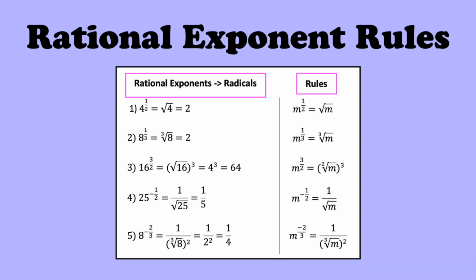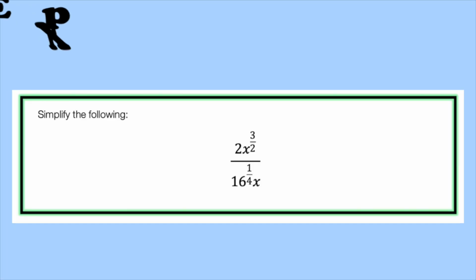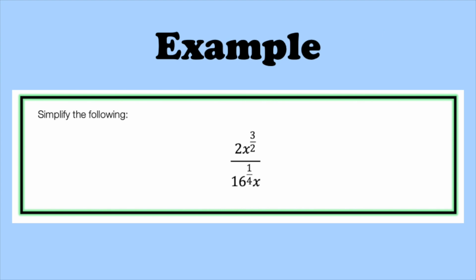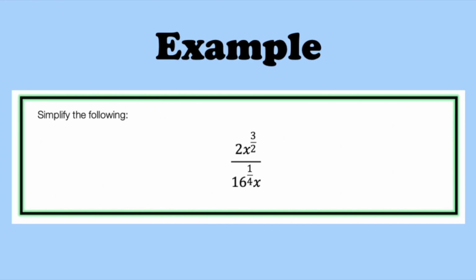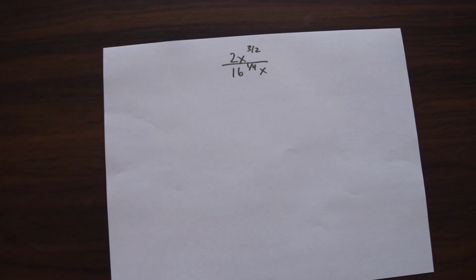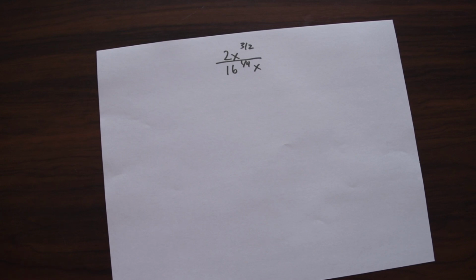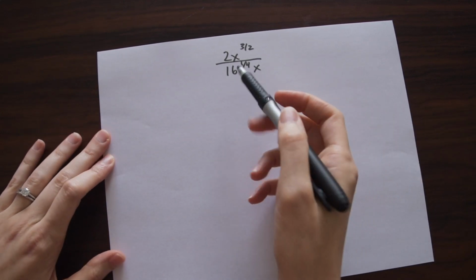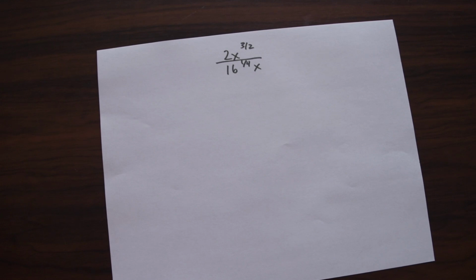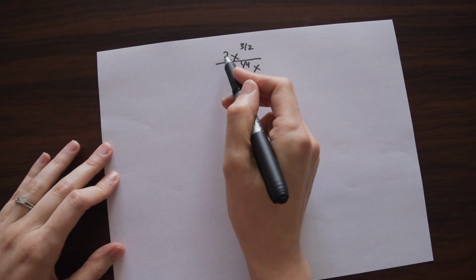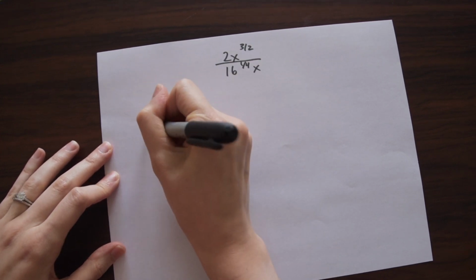And now let's take all our rules and combine them with everything we just found into our harder example that says 2x raised to the 3/2 power over 16 to the 1/4 times x. To solve this kind of question, we're going to do the same thing we've been doing with our rules, just now it's a little more complicated looking. What we first want to do is convert from rational exponents to radical form. Notice this 2 isn't raised to any power, so we're just going to leave that the same.